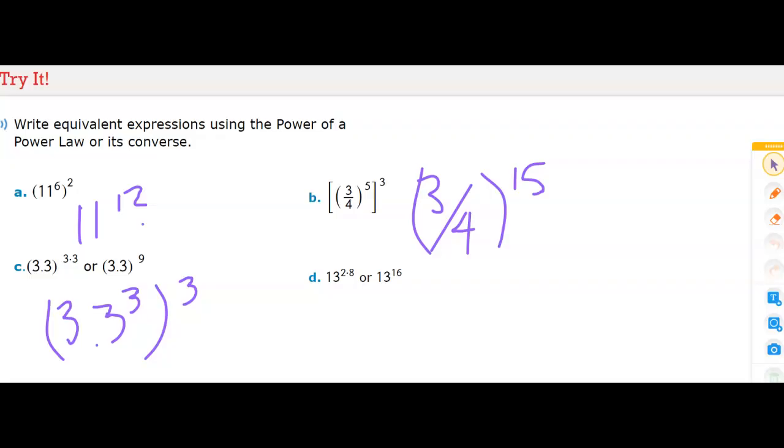Then for D, we have 13 to the power of 2 in parentheses, and then an 8 on the outside of the parentheses.